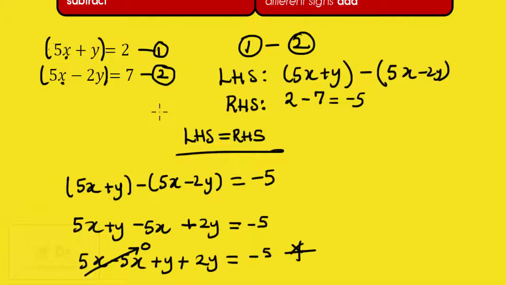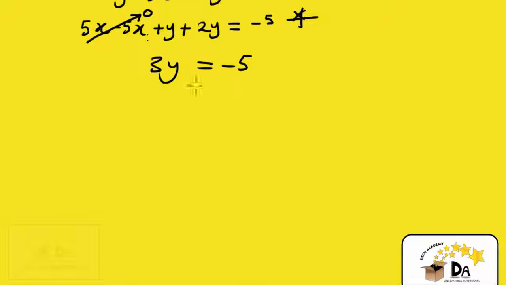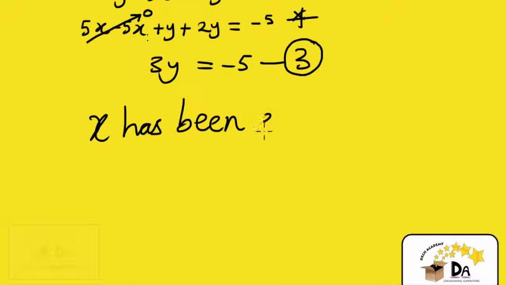So now what we've done is we've started with two equations, which involve two variables, x and y. We've moved to an equation just involving y. X has been eliminated. So I'll call this equation 3. It's been eliminated. It's all about eliminating a variable.